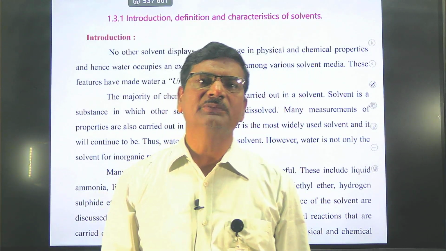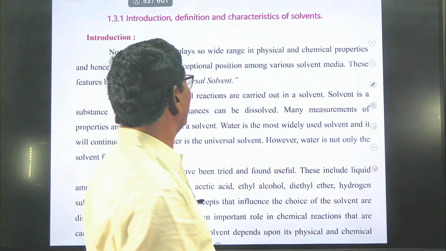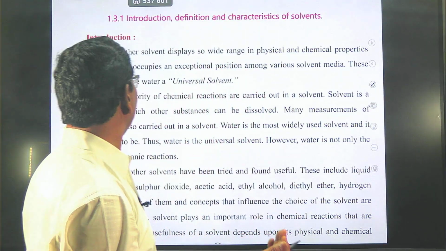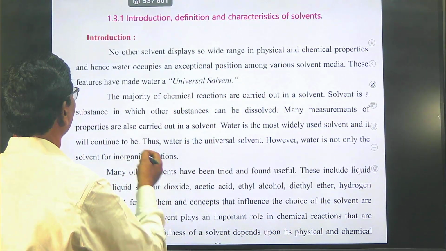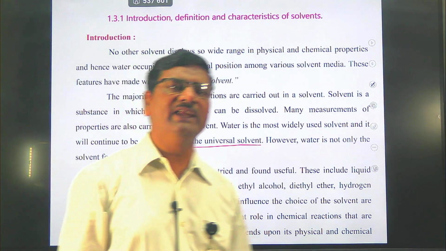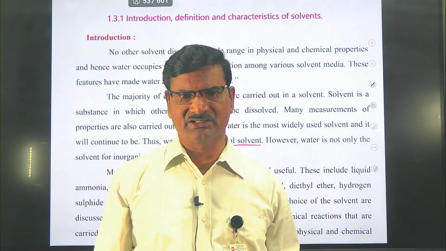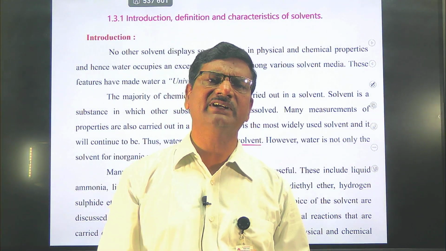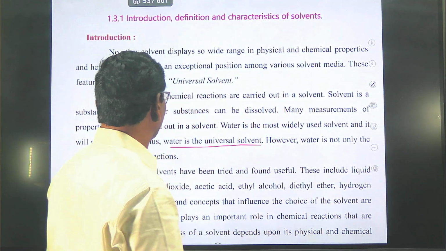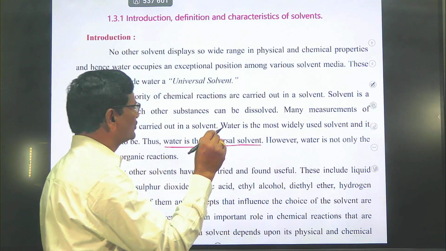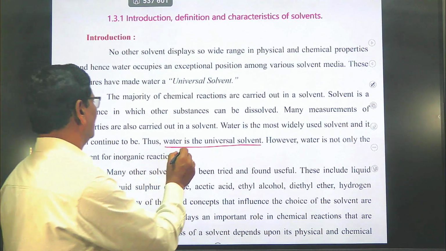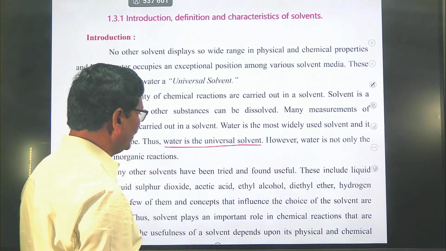There are different types of solvents. Now we are going to discuss some definitions and characteristics of the solvent. For example, water is called a universal solvent. Why? Because in many reactions in research, from morning up to sleep, every time we use water as a solvent. In water, each and every compound, chemical, whatever solute, gets dissolved. That's why water is called a universal solvent.